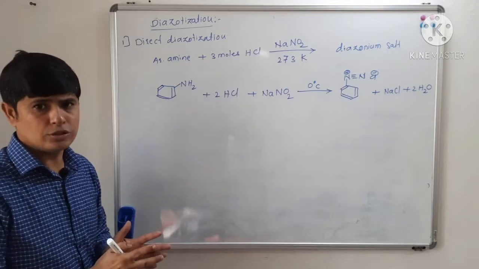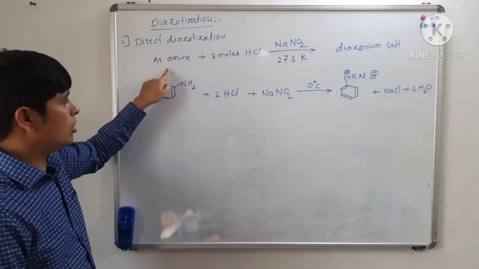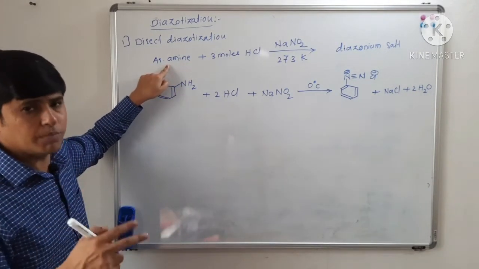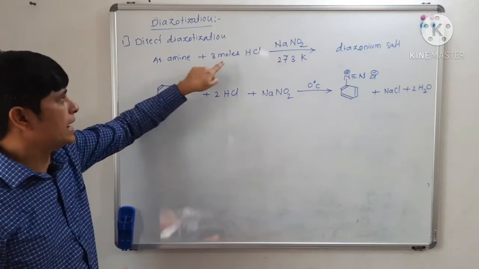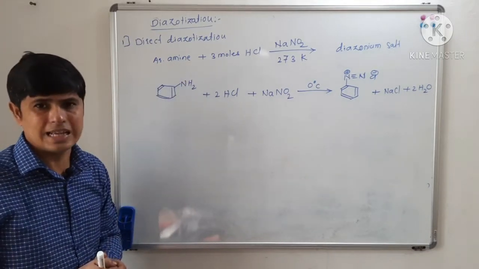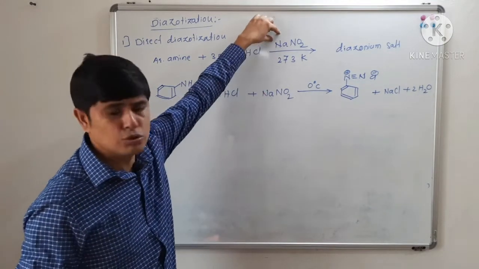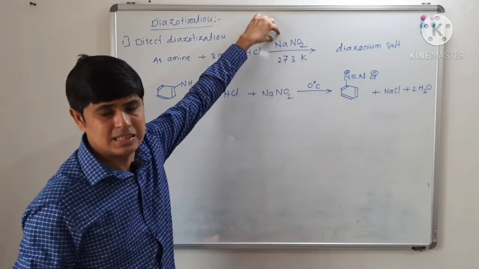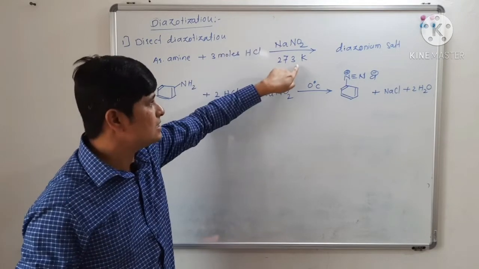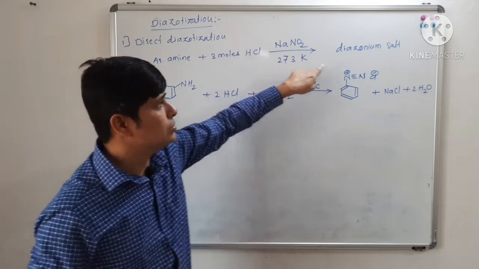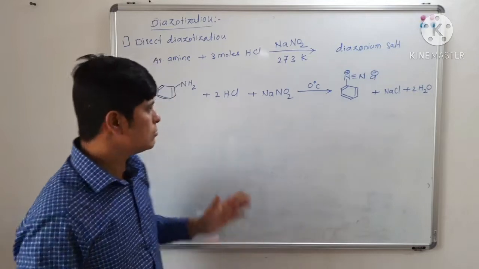So, in direct diazotization, we have to take a cold solution of aromatic amine and 3 moles of hydrochloric acid. Okay, and in that solution we have to add a cold solution of sodium nitrite, isn't it? At 273 Kelvin to get a diazonium salt. So this is an example.